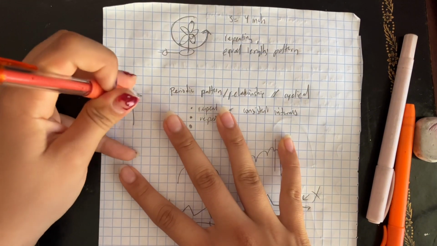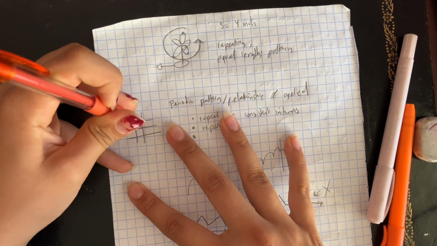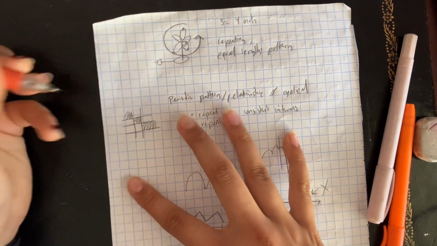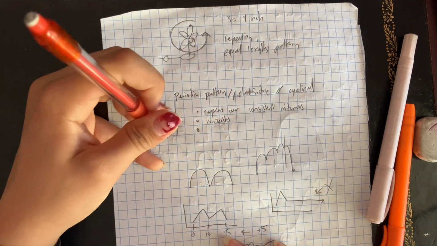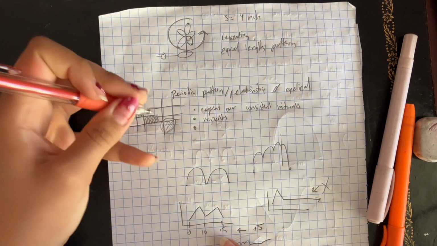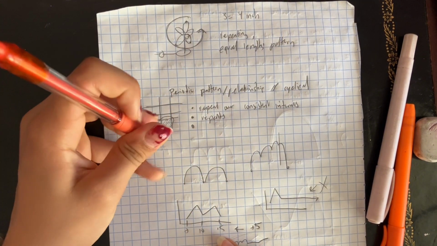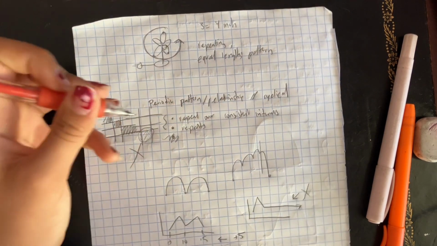Think of checkers, like a checkered sweater. The next square, this one, has to be filled in for this to be a pattern. But if it isn't, it's the same here. If it doesn't fill in, it's not a periodic function. So we're just going to condense these into 2 points.